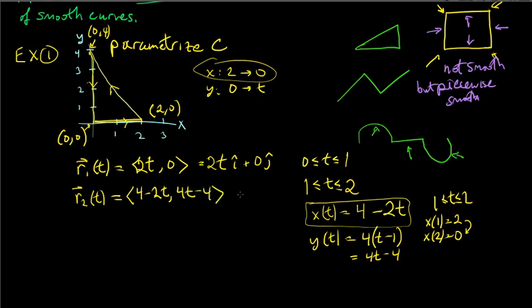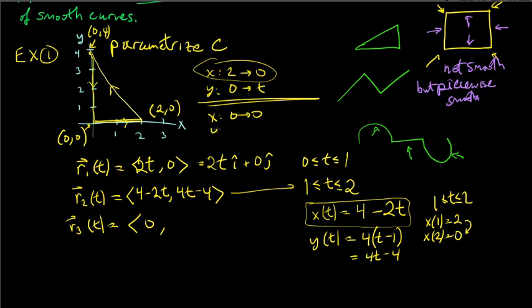And here t is going from 1 to 2. I won't write it with the i and j, but you can do that. All right, and then the third piece is going from x equals 0 to x equals 0. Well, that's easy. Then x has to be 0. It doesn't depend on t.